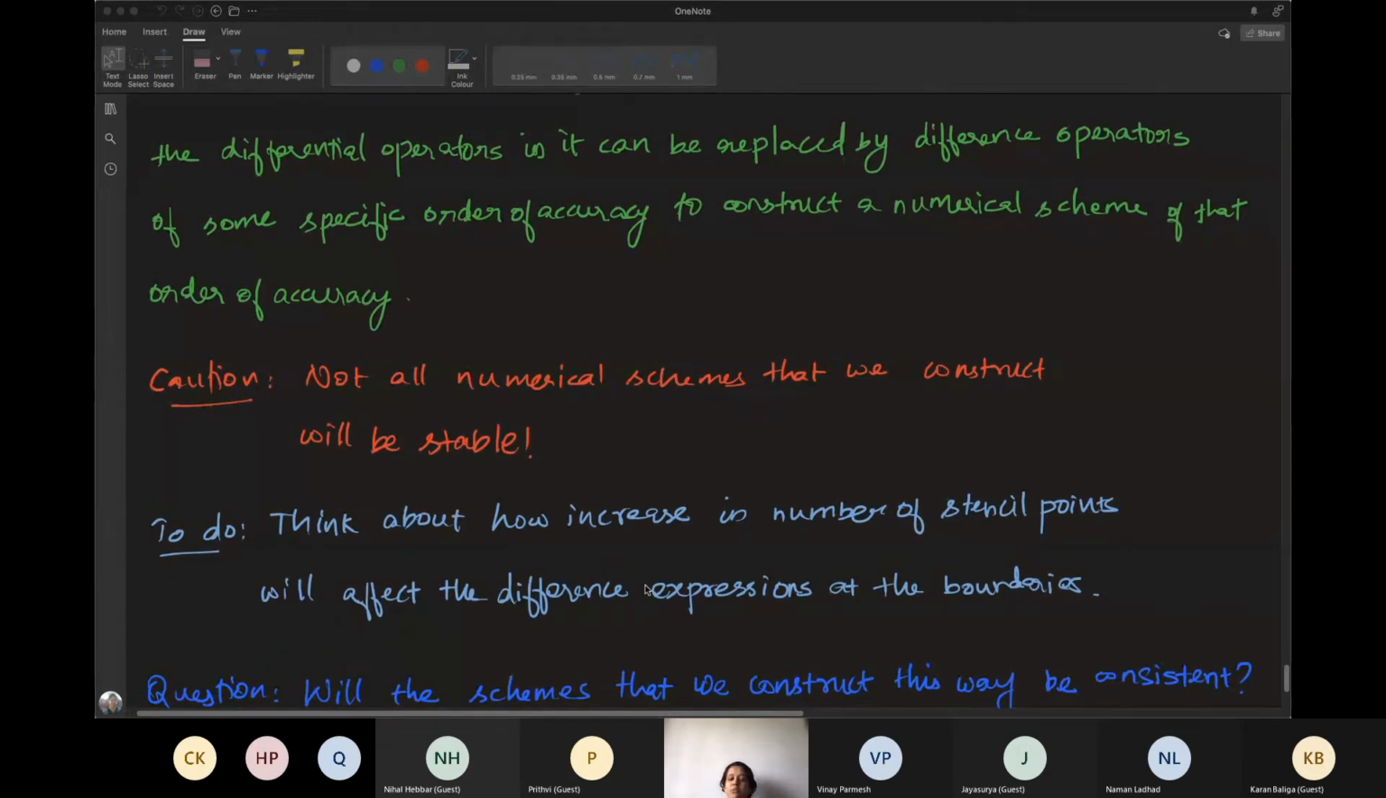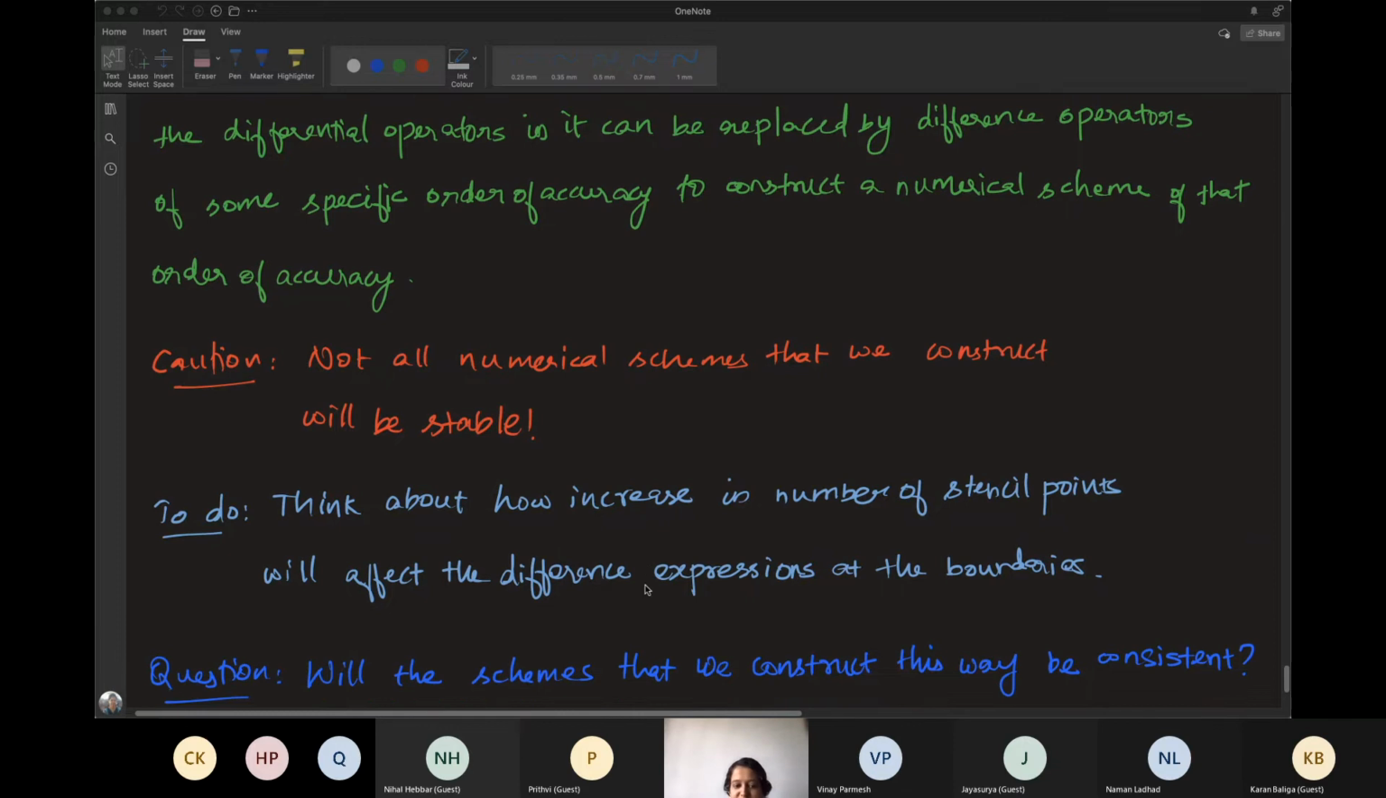So now the question is, what happens if you increase the number of stencil points? What will happen at the boundaries? You can always increase the stencil points in the interior of the domain. That is not a problem. You will always have more points. But when you go towards the boundary, suppose you are taking I minus 2 and I minus 3 and so on, can anyone tell me what will happen at the boundary? What problem will you be facing at the boundaries while increasing the stencil points?